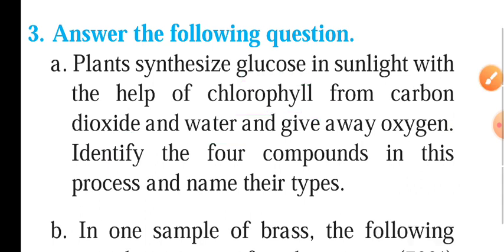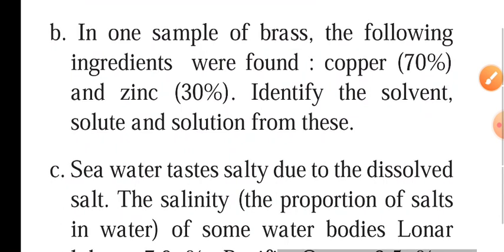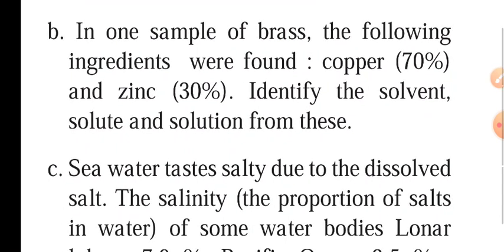We can go ahead towards the next question. In one sample of brass, the following ingredients were found: copper 70% and zinc 30%. Identify the solvent, solute and solution from these. So what we have to do? We have to identify the solute and solvent.